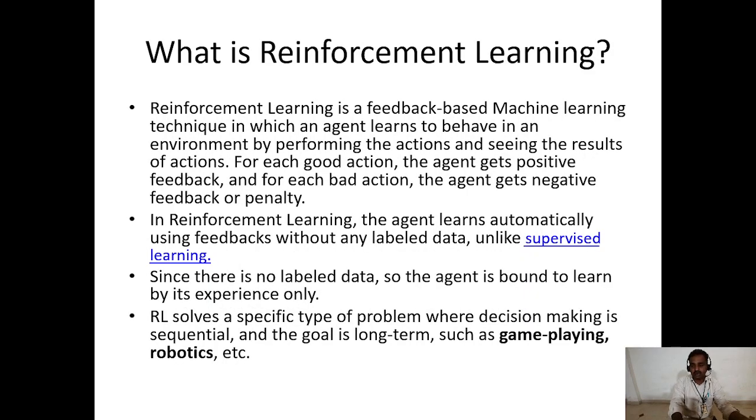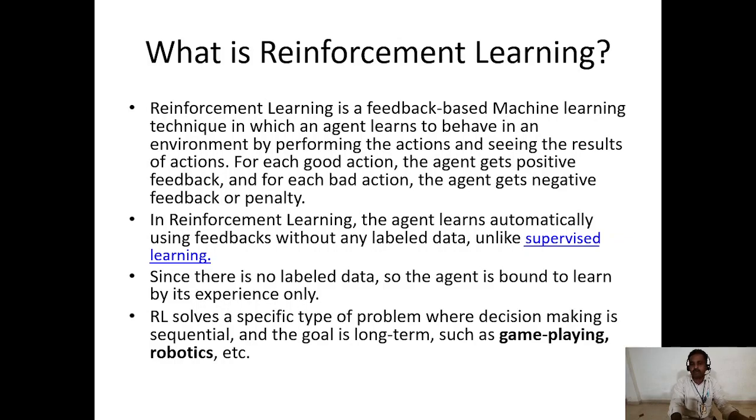Next one, what is reinforcement learning? So machine learning algorithms are of three types: one is supervised learning, unsupervised learning, and reinforcement learning. Now let's discuss what reinforcement learning is. Reinforcement learning is a feedback based machine learning technique in which an agent learns to behave in an environment by performing actions and seeing the results of actions. For each good action, the agent gets positive feedback, and for each bad action, the agent gets negative feedback or penalty. So this is called reinforcement learning.